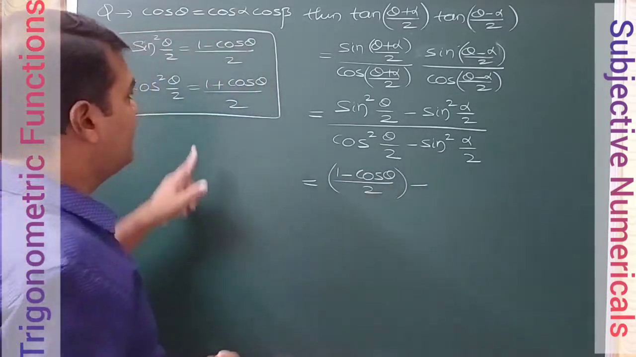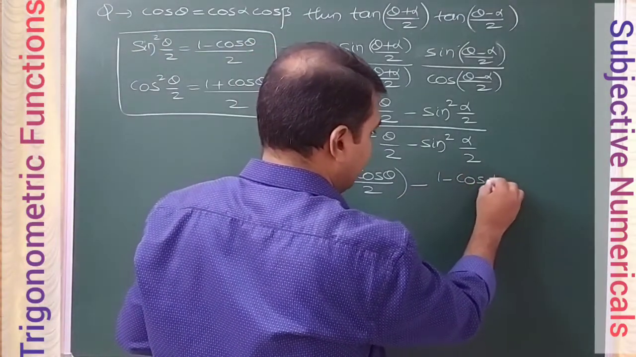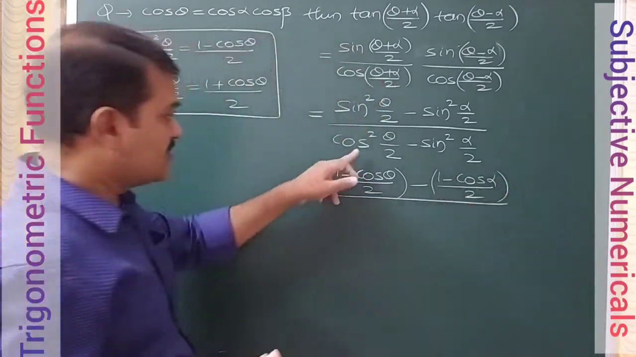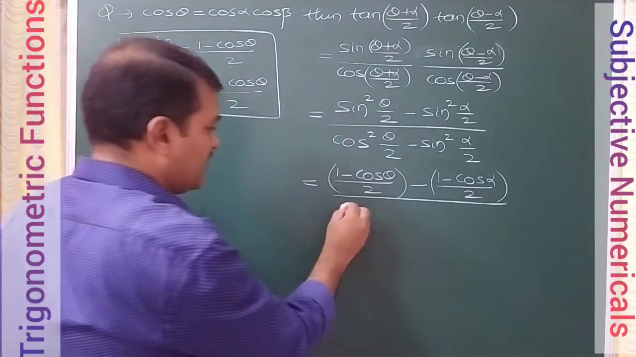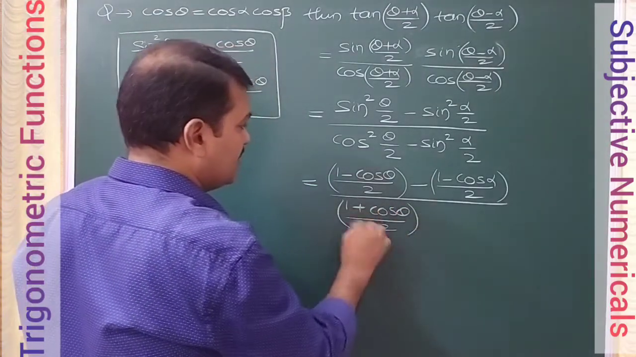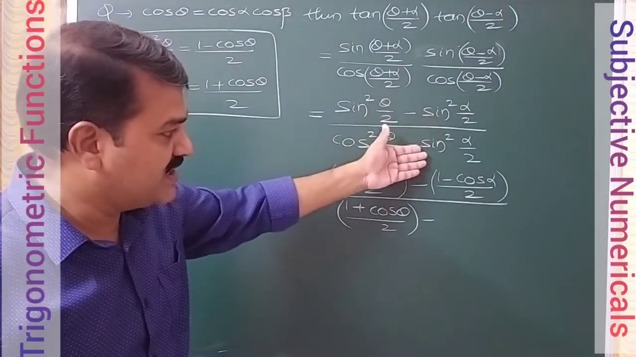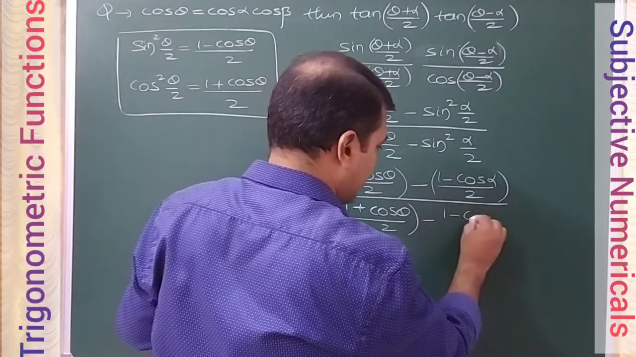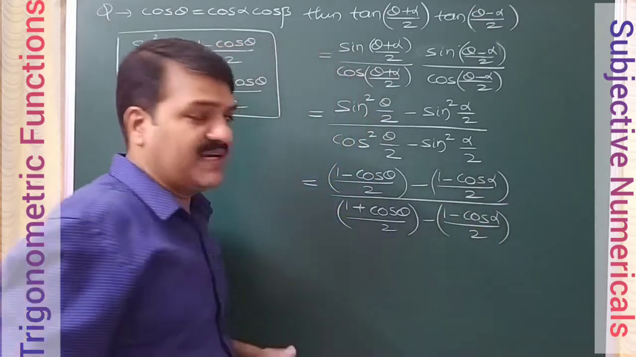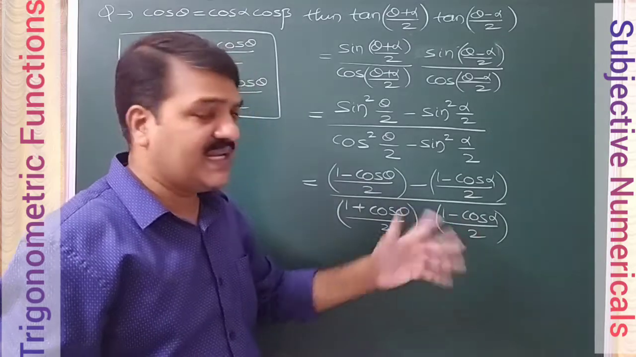Next, same formula application for sin square alpha by 2, you will get 1 minus cos alpha by 2. Denominator cos squared theta by 2, 1 plus cos theta by 2 minus, for sin square alpha by 2 already we have written in the numerator, same we are writing 1 minus cos alpha by 2. Now simplify both in numerator and denominator. This by 2 you can cancel.